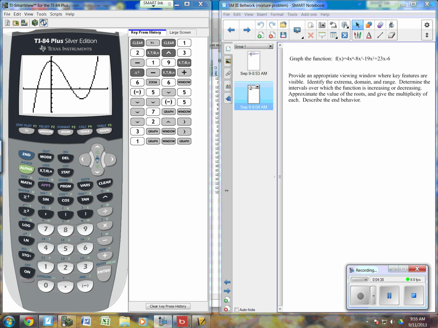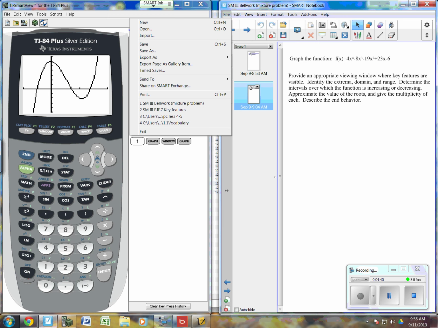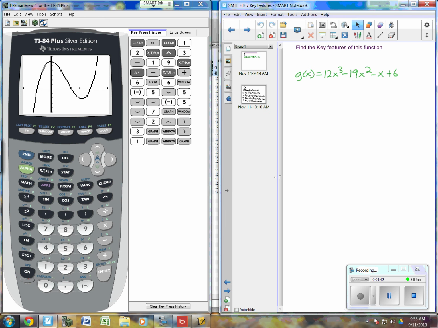Okay, going back to the bell work problem. Okay, so we have to find end behavior and multiplicity. Well, you guys, look at that vocab list I just gave you. What does it say about multiplicity? Multiple roots. A root, you guys, as far as we're concerned right now, is the x-intercepts. So this is a root. Where does that root occur at? What'd you guys get for that one?